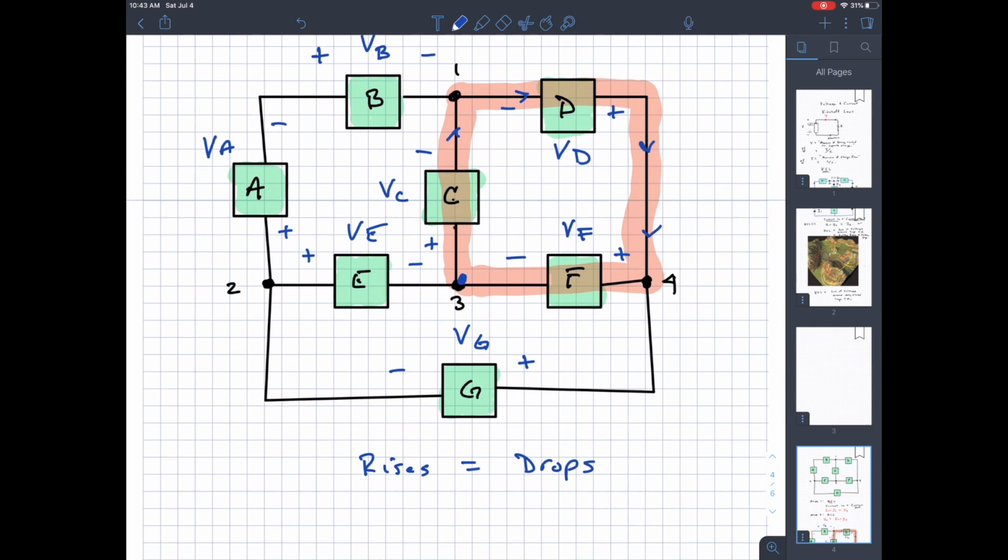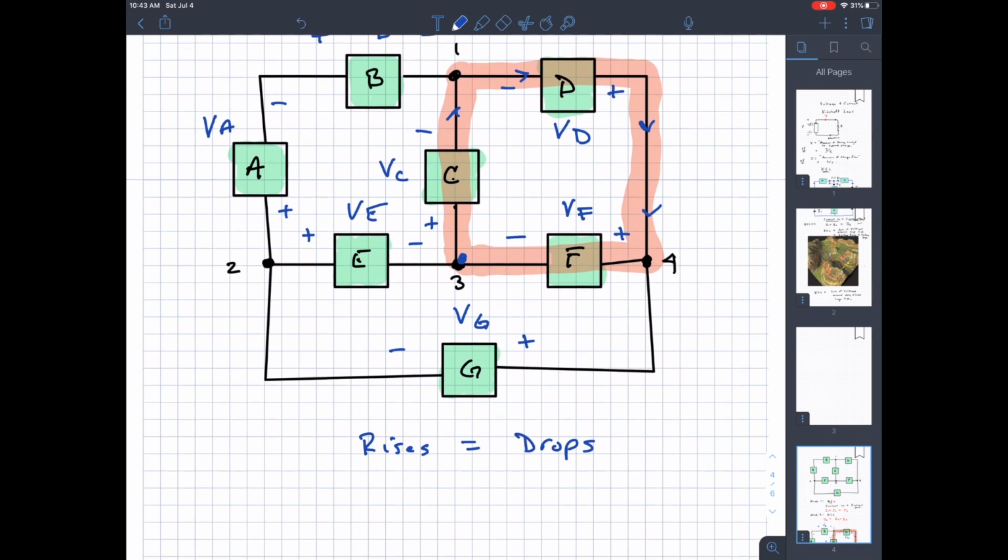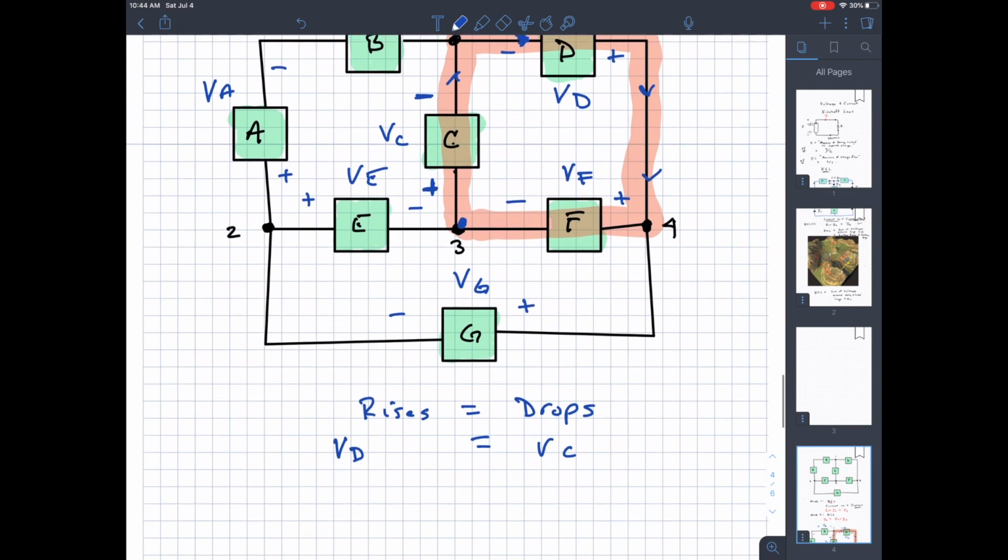If I'm moving this way, the direction of the arrows, then what is the voltage VC? Is it a rise or a drop? Well, if it goes from a plus to a minus, it's a drop. So VC shows up on this side of the equation. VD, on the other hand, as I move this way, is minus to plus, so VD is a rise. Finally, there's never a drop across a wire. The voltage drop across a wire is 0. When I move from plus to minus, VF is a drop. So this is KVL for this first loop.